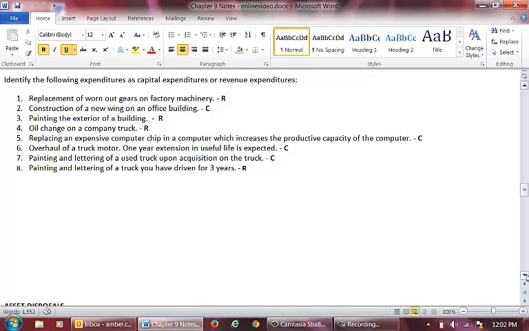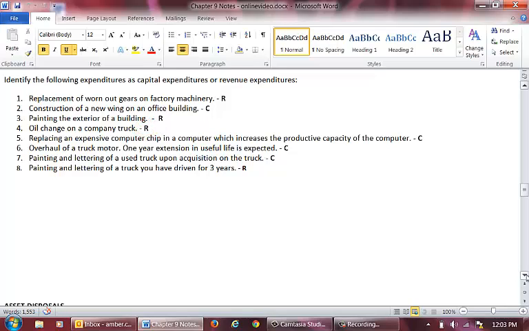First, replacement of worn out gears on factory machinery would maintain the operating efficiency of that machinery and therefore would be a revenue expenditure. Construction of a new wing of an office building, however, is obviously improving that office building, and therefore that expenditure would be classified as a capital expenditure. Painting the exterior of a building, again, is just maintaining that building, and so that would be a revenue expenditure.